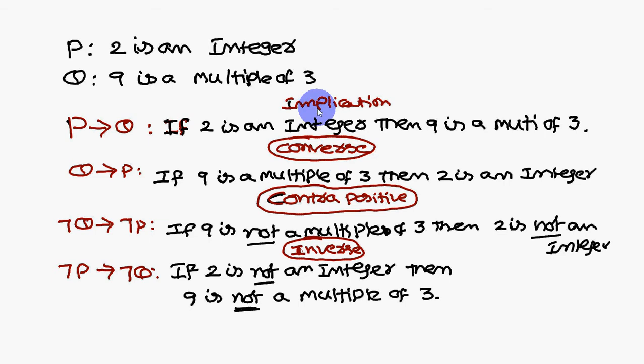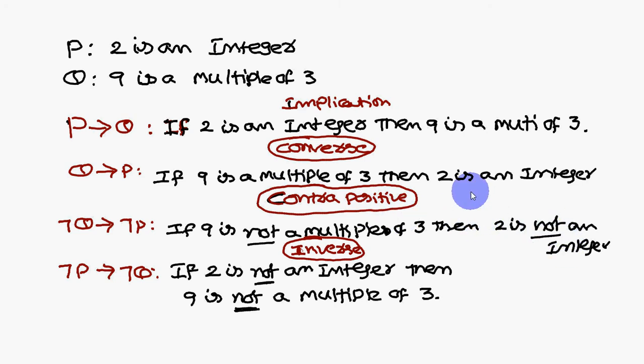So how you have to remember implication and inverse, both P conditional Q, not P conditional not Q. Converse means reverse, Q conditional P, contrapositive means not Q conditional not P. So Q conditional P means if 9 is a multiple of 3, then 2 is an integer. Contrapositive means not Q conditional not P. That means if 9 is not a multiple of 3, then 2 is not an integer.